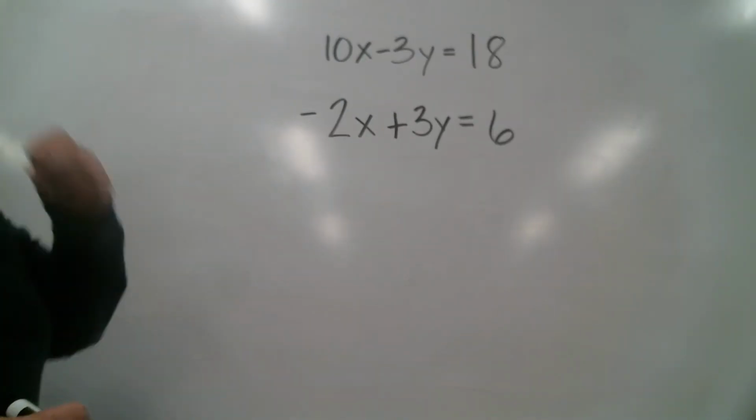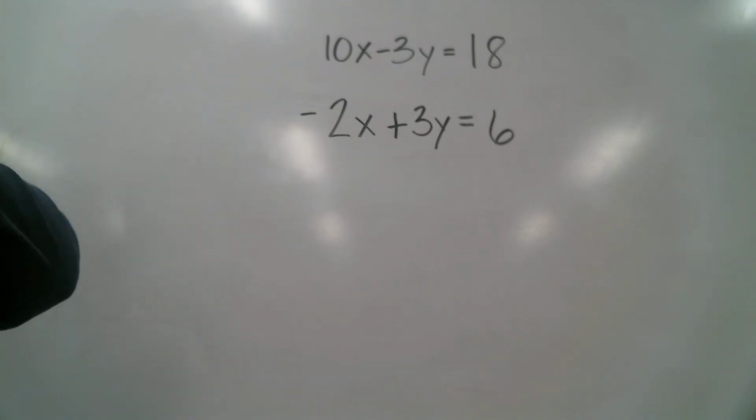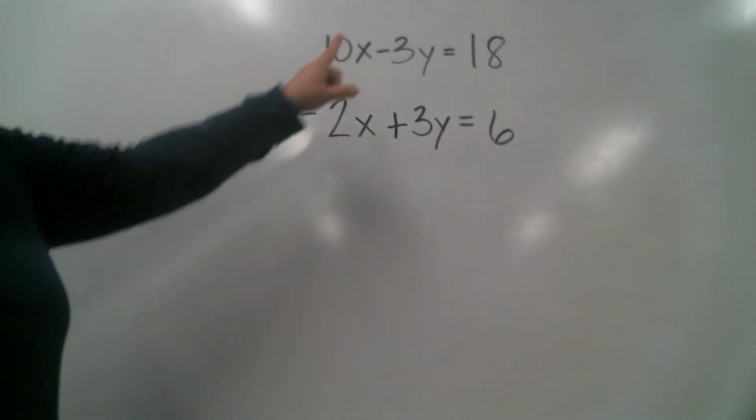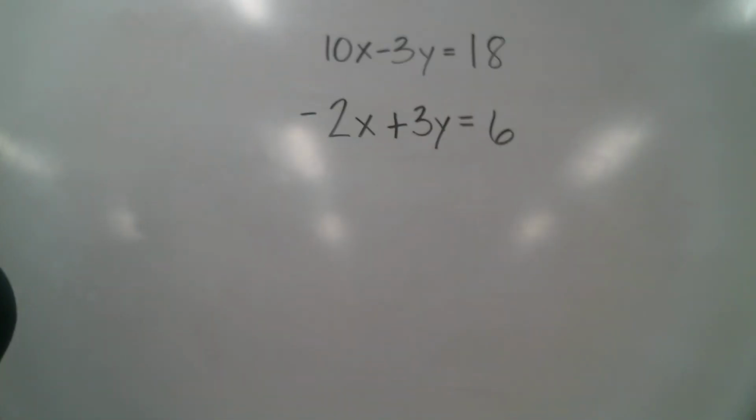Okay, here's your next example. Go ahead and write this down. And remember, we're looking for something that we can eliminate, something that will cancel out. And I see that I've got a negative 3y and a positive 3y. So I know I could get that to cancel out.